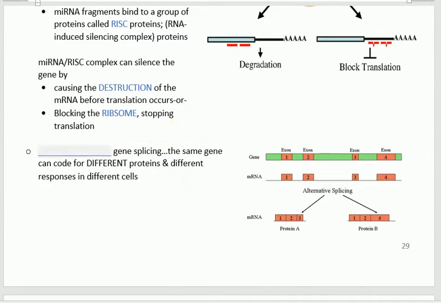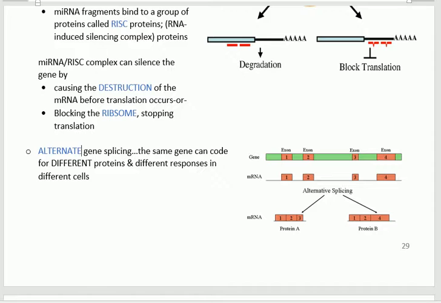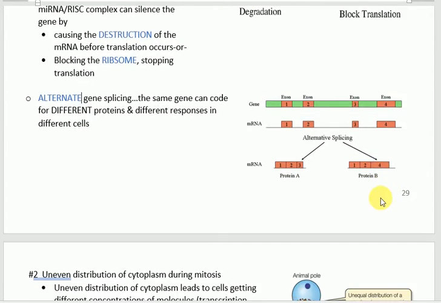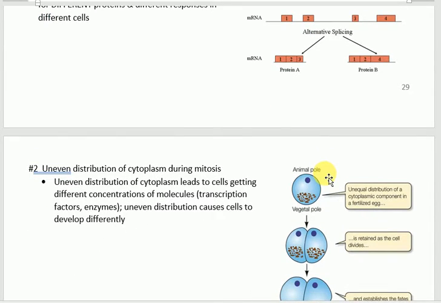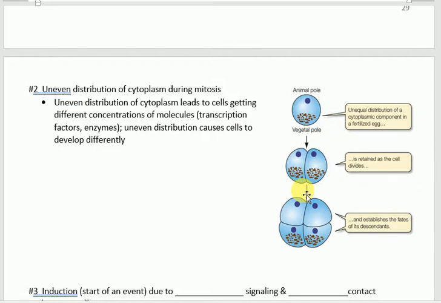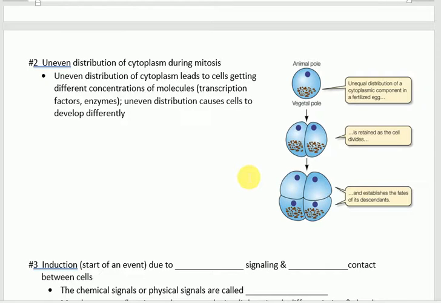We also have alternate gene splicing. The same gene can code for different proteins and different responses in different cells. And this shows you here, you've got the same thing starting here, depending on the splicing, you've got protein A or protein B. Two, if we have uneven distribution of cytoplasm during mitosis, it can lead to cells getting different concentrations of molecules, such as transcription factors, enzymes, etc. So this can cause the cells to develop differently.